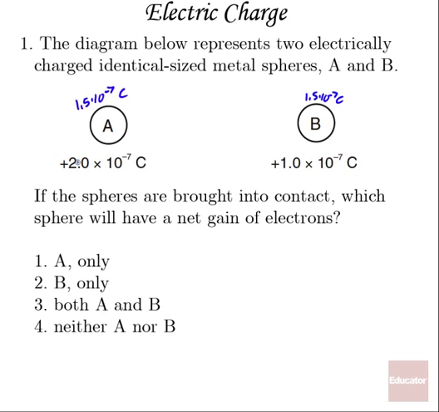Now, if we go from plus 2 to 1.5 times 10 to the minus 7 coulombs, then that means this charge became less. It must have had more electrons on it. So we had a net flow of electrons from B to A. So which one has a net gain of electrons? The answer must be number 1, A only.